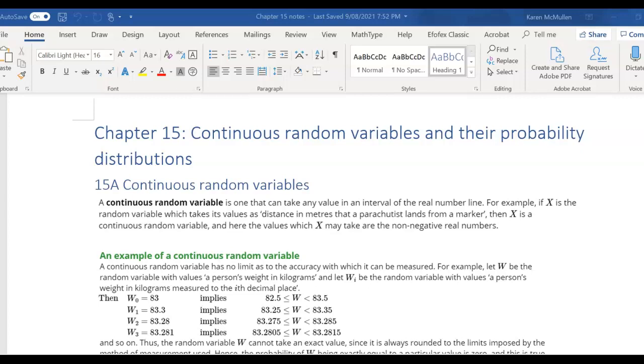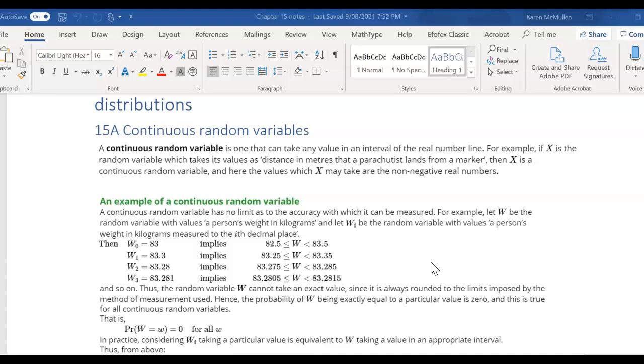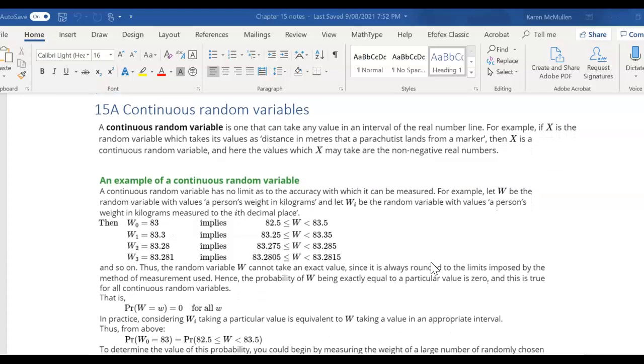Hi everyone, in this video we're going to start chapter 15 and look at 15a, continuous random variables. This section is quite large, so I'm going to say it now, this will probably be a two-part section. So I would encourage you to watch the first part, fill in the notes, and then take a break before you watch the second part because there's a lot of information to take in.